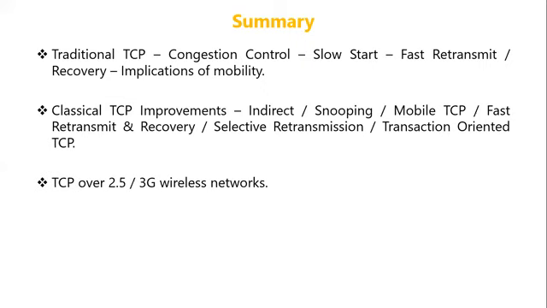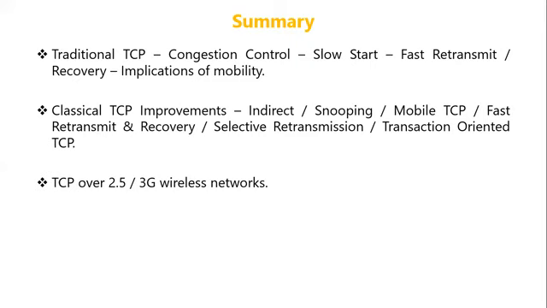A brief summary on this. We have discussed what traditional TCP is, how traditional TCP works, and why traditional TCP cannot be used in a mobile network. The problem with traditional TCP is that it always assumes congestion when there is a packet loss, and it will go for slow start. But this is not the scenario in a wireless network.